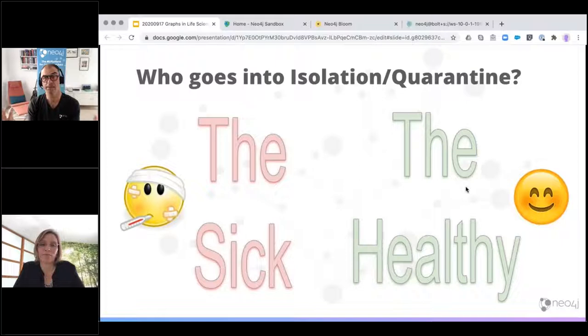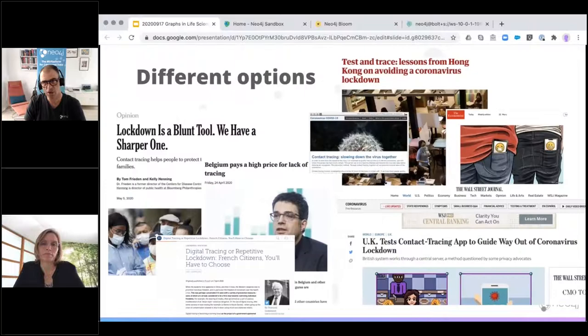We want to lock down the sick people, sure, right? People that have contracted the virus, yes, sure. We need to lock these people down and quarantine them, right? But the healthy people, we should try to keep them healthy and let them go about their daily lives as much as possible, right? So there's been a lot of debate, and I'm sure it's been the same in your countries, about how to do this.